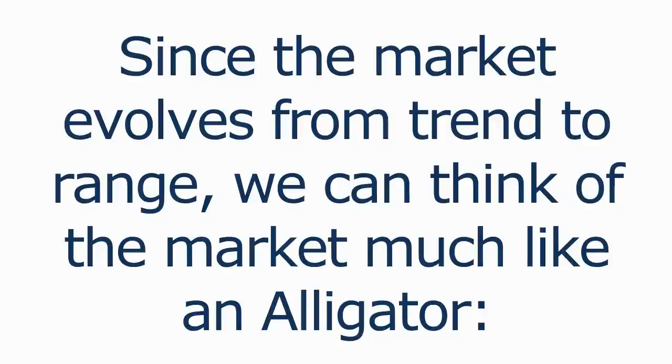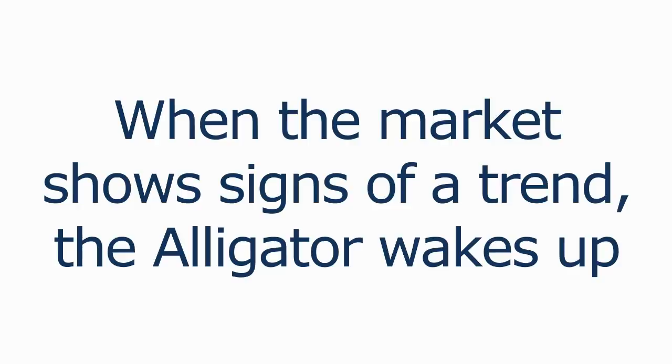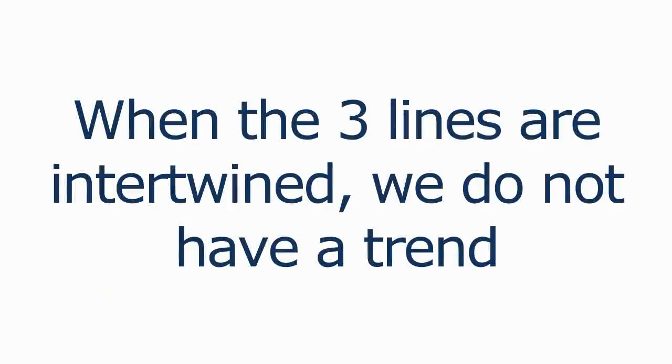So how does it work? Since markets evolve from trend to range, we can think of the market like an alligator. When the market's ranging, the alligator is sleeping. When the market shows signs of a trend, the alligator is waking up. And you monitor the condition of the 3 lines to determine what state the alligator is in. When the 3 lines are intertwined, we do not have a trend. And this is generally a time of low volatility, a range, and most traders may want to find another instrument to trade.